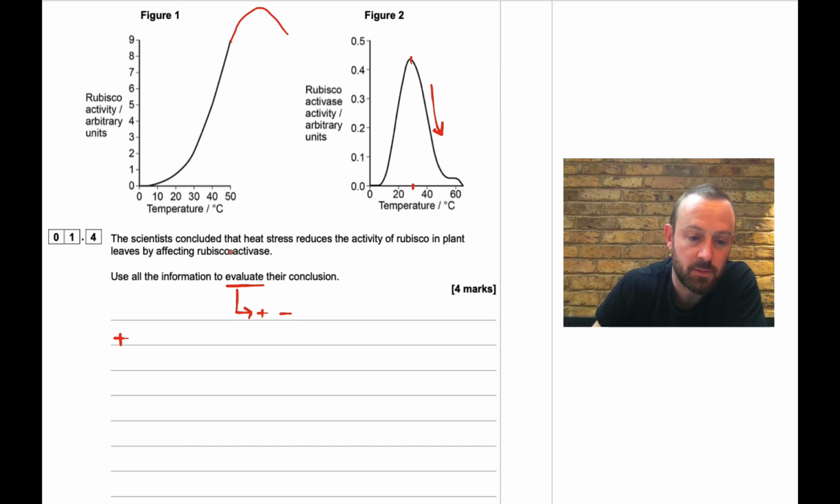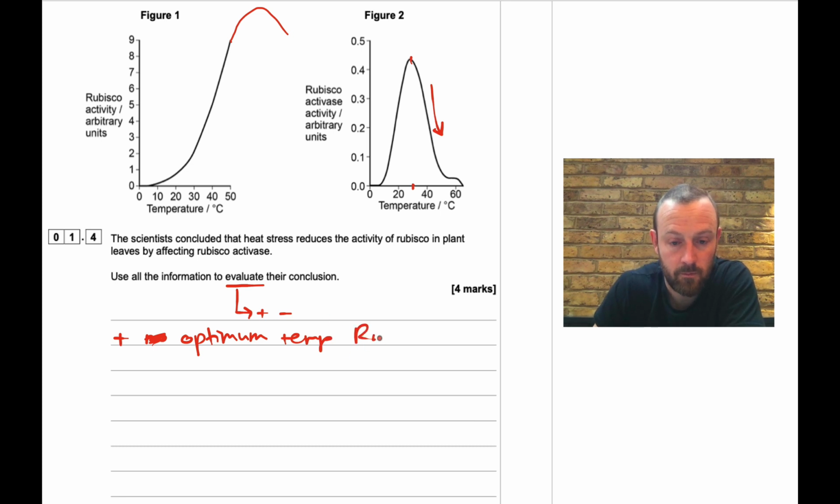In terms of, I'll just put that down here. So it seems like the optimum temp for Rubisco, I'm just going to write X, is above 50 degrees C. It would appear to be. And then we can talk about the optimum temp for RA, I just wrote RA, Rubisco activase. Now, what about the negative things?